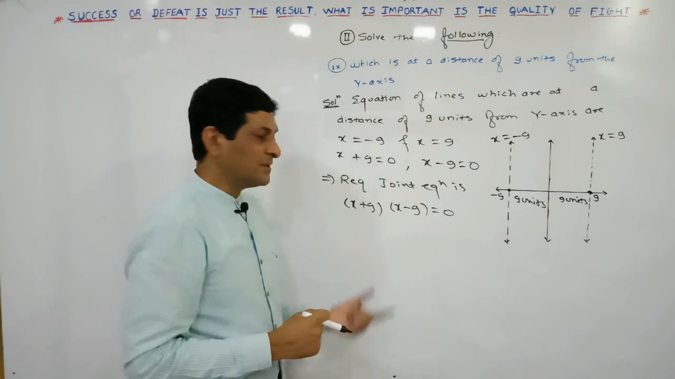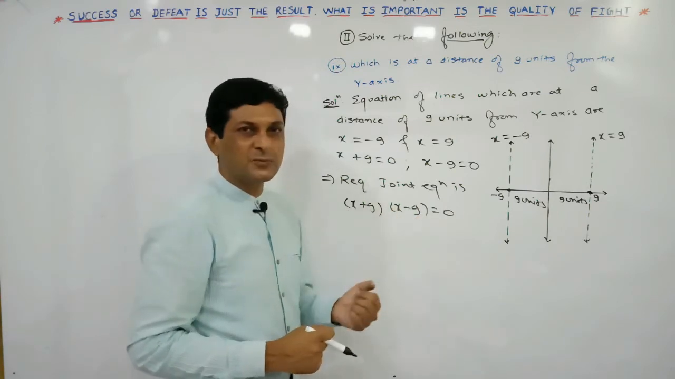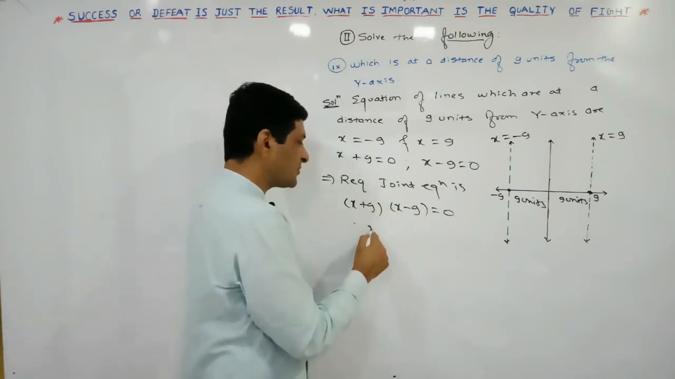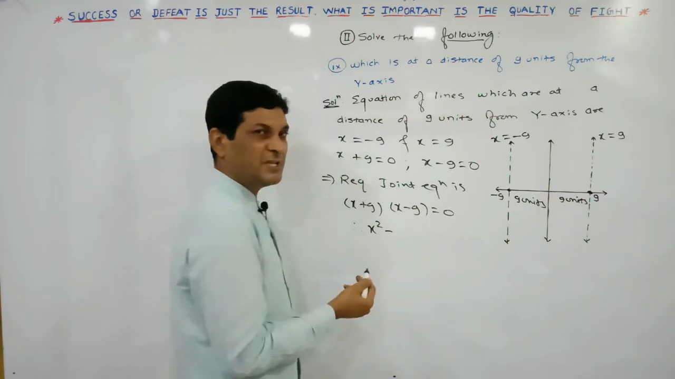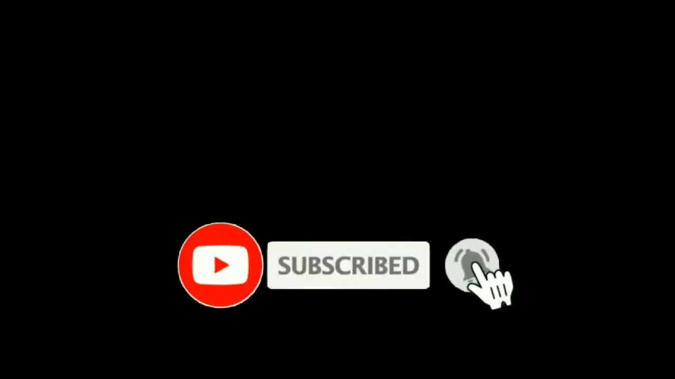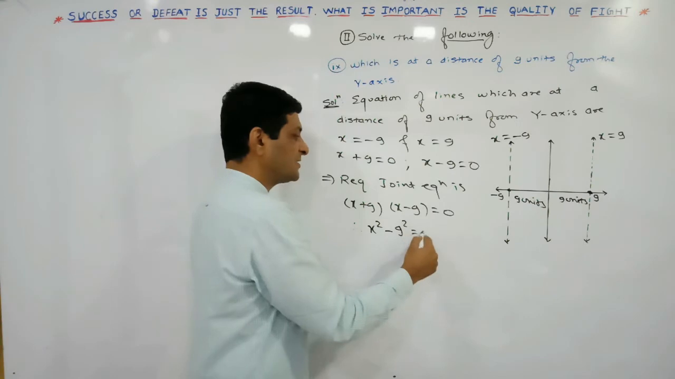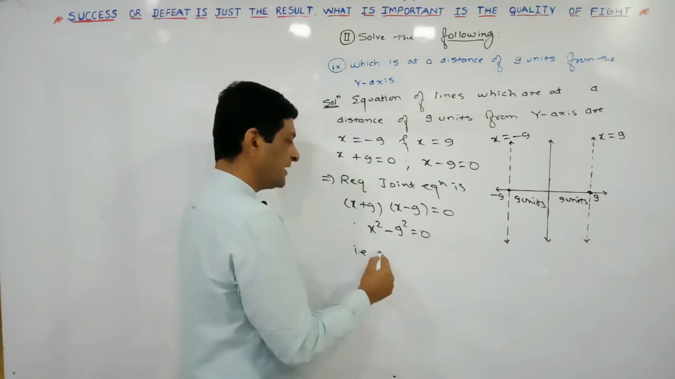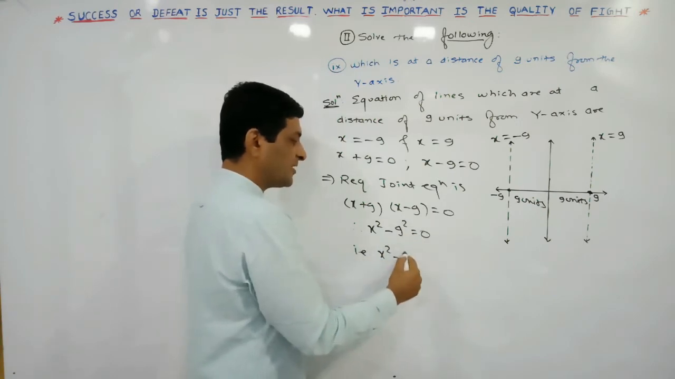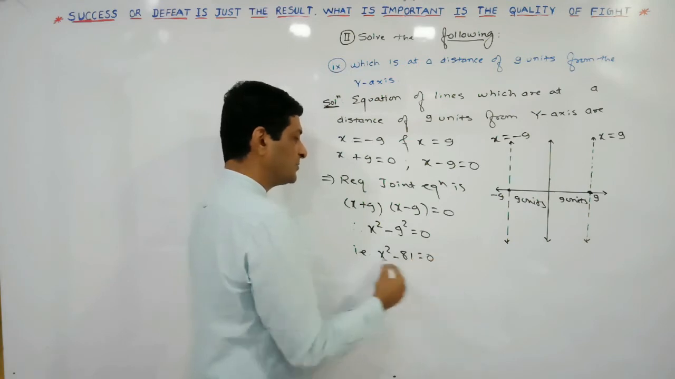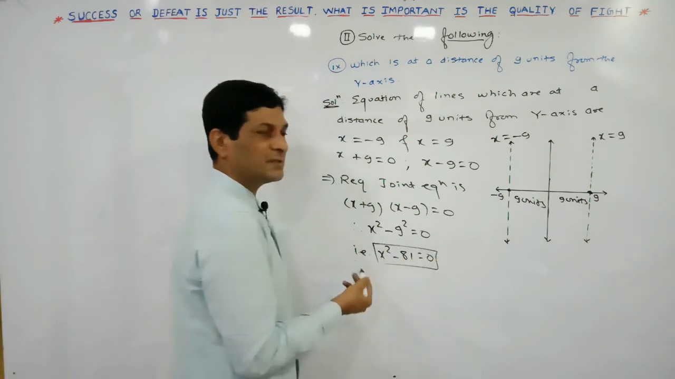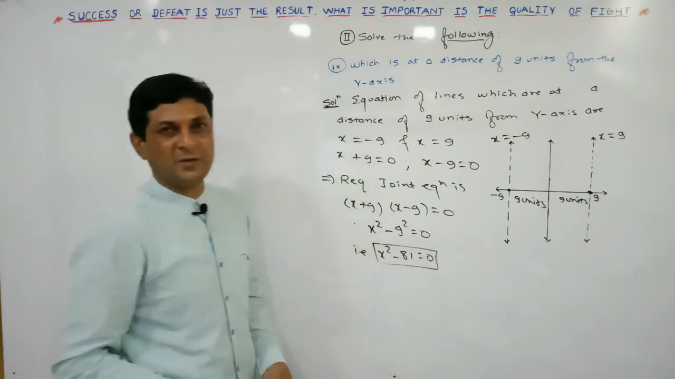Now the terms are in the form of (a plus b) into (a minus b). What will be its product? a square minus b square, that means x square minus 9 square is equal to 0. That is, x square minus, what is the square of 9? 81 is equal to 0. In this way we have got the required joint equation.